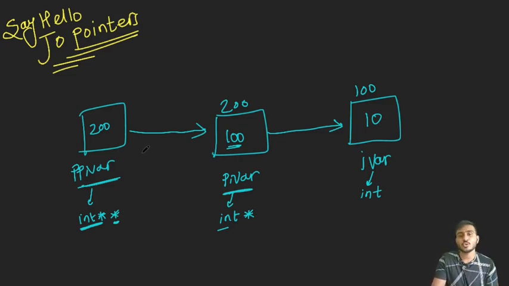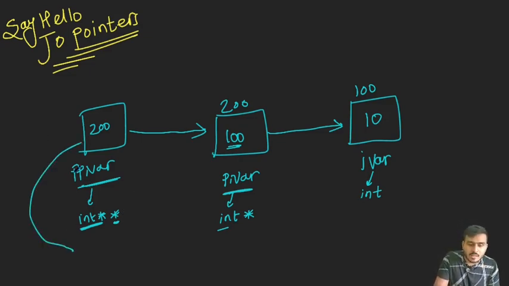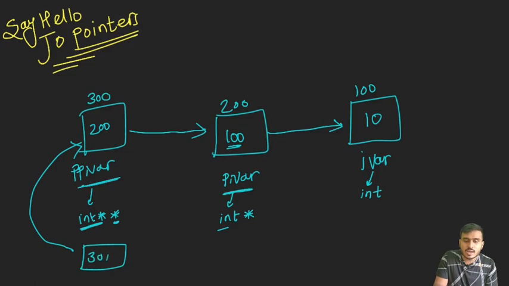Now one question to you: can we also create another pointer to this variable, ppivar? This ppivar is also a variable, and even this will have some address. Let's assume it is 300. Can we create one more variable which will store the address 300, which is the address of ppivar, and let's say I am naming it tripleivar? Is it feasible? What do you think? Just try to think on it.